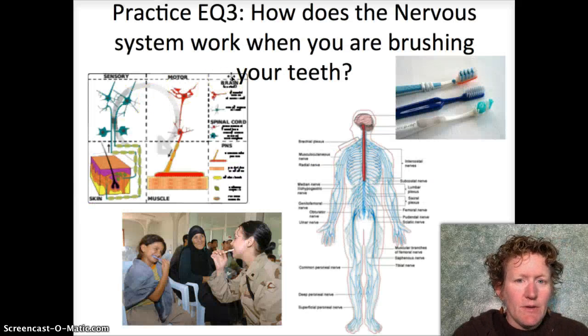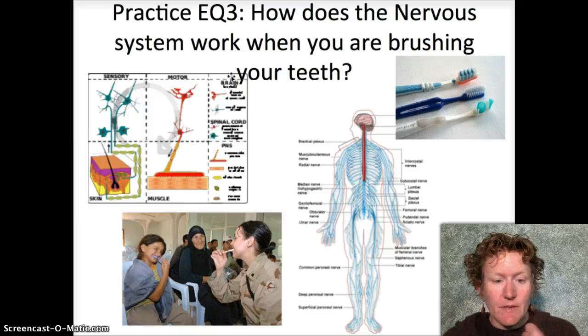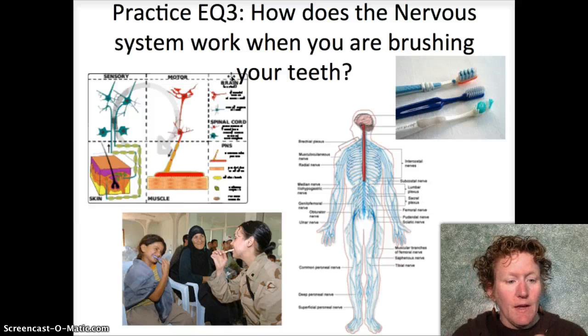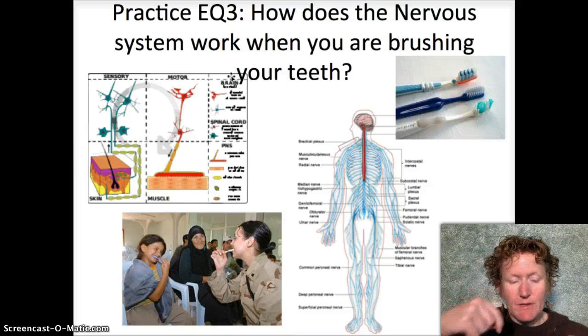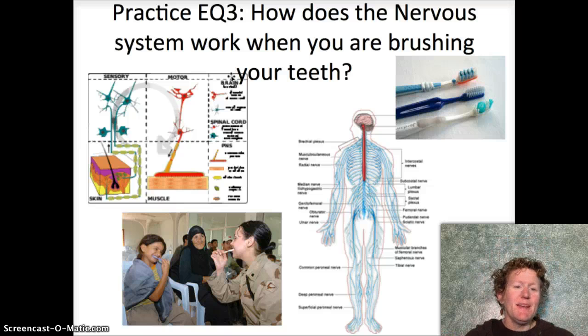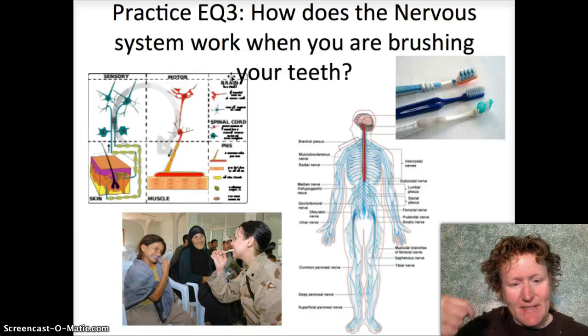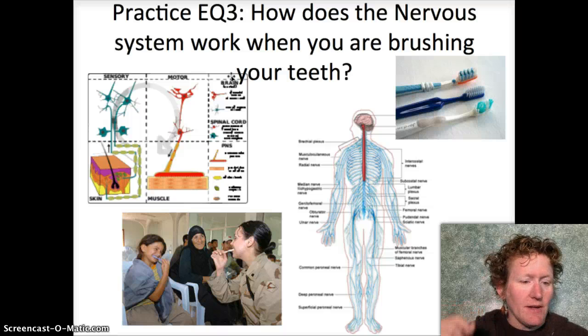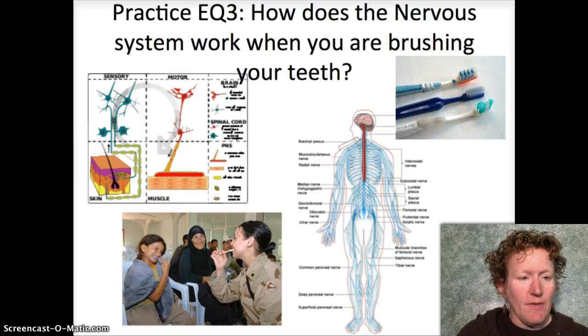So, practice for essay question 3. How does the nervous system work when you're brushing your teeth? Well, you'd use your central nervous system to control what's going on. You'd use your sensory nervous system to sense where your toothbrush is. You'd use your motor neurons to direct the toothbrush. It all talked to the central nervous system. So you can think a little bit more of how that would all work.